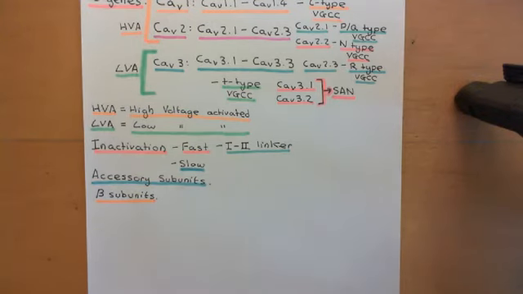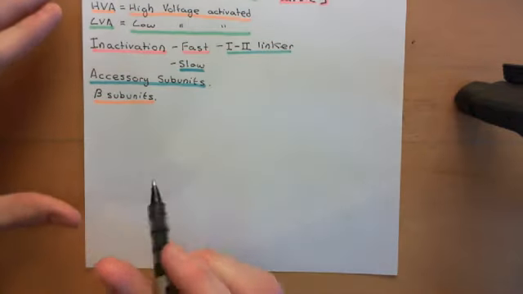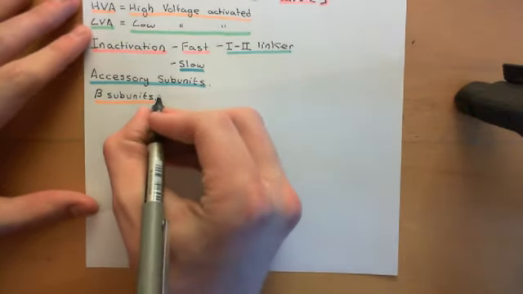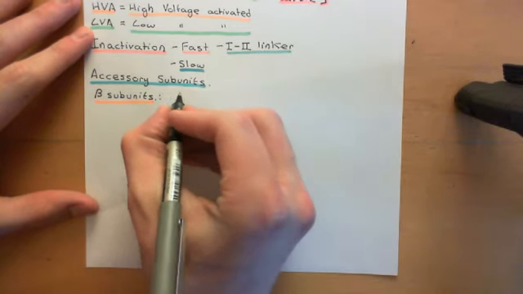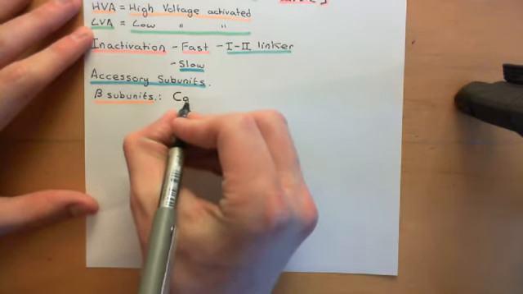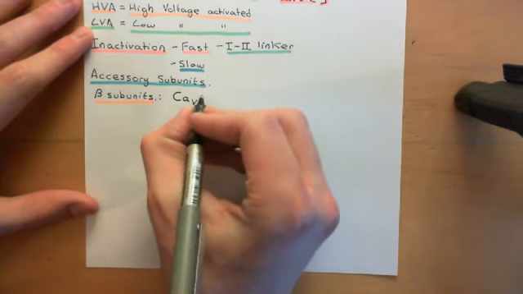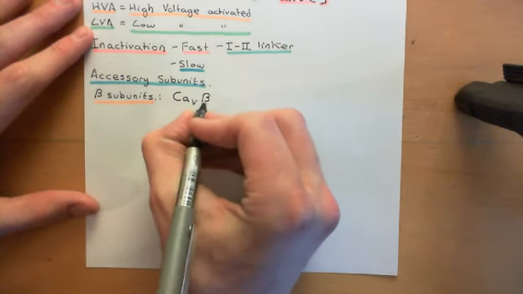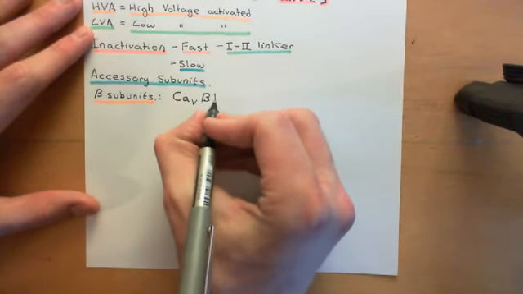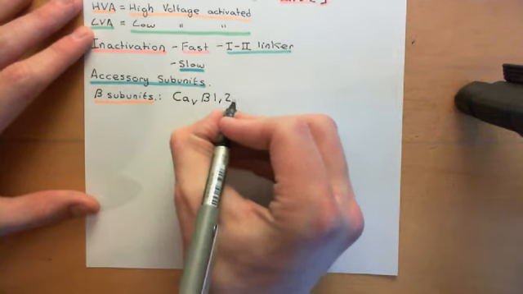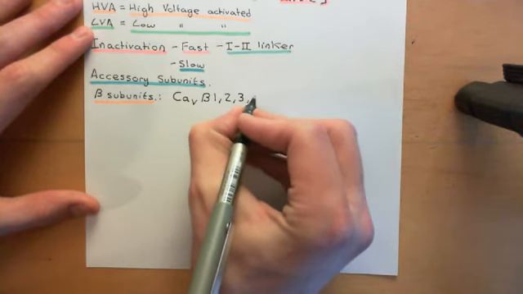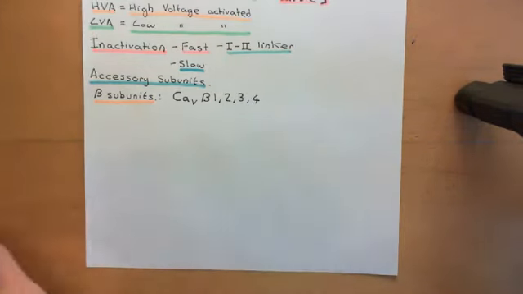Okay, right, so the beta subunits of voltage-gated calcium channels then. The first thing to say about the beta subunits is that there are 4 different types of beta subunit of voltage-gated calcium channel, and these are called CaV for voltage-gated calcium channel, and then beta for beta subunit: CaV beta 1, CaV beta 2, CaV beta 3, and then CaV beta 4.